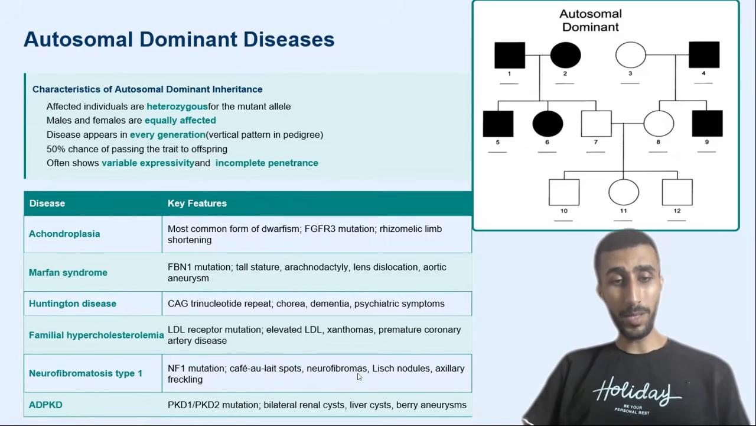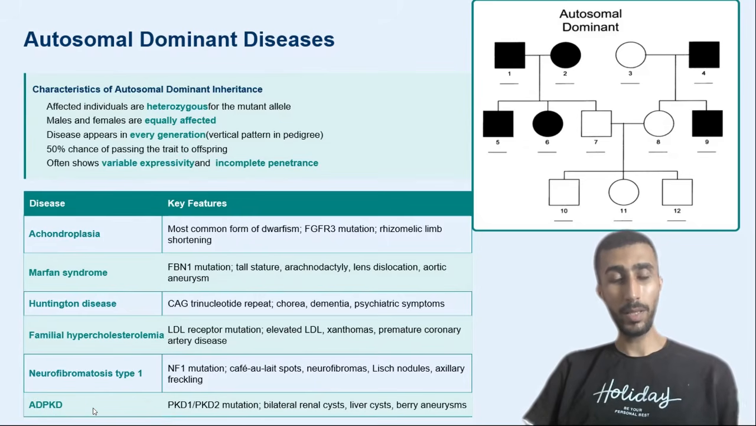And also, from its name, neurofibromas are benign tumors that occur along the nerves. So neurofibromatosis, of course, is going to have neurofibromas. Also café au lait spots, Lisch nodules in the eyes, aka iris hamartomas, and axillary freckling. These are very high yield, the accompanying tumors and findings associated with neurofibromatosis type 1.